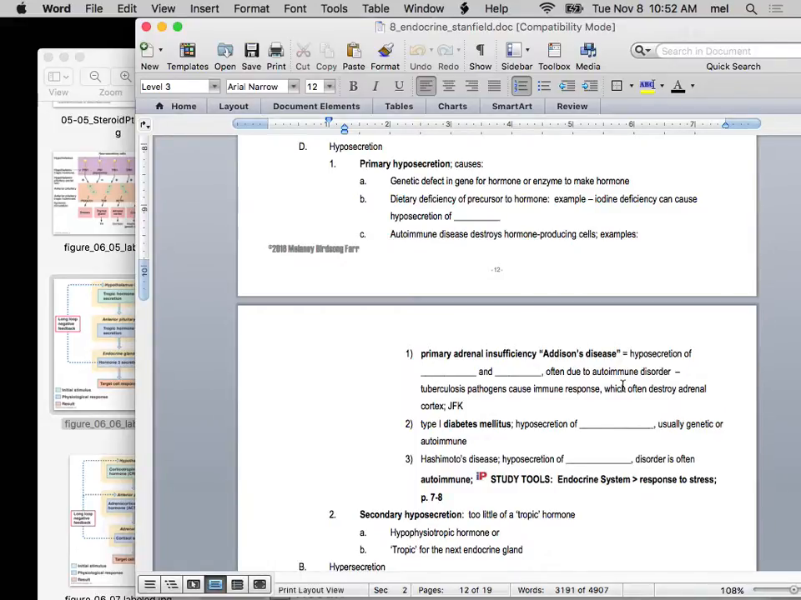Cortisol, all of the glucocorticoids, and aldosterone, right? And remember, it causes hypoglycemia and poor stress tolerance, and JFK had it. Okay, so let's talk about that one. Most of the time when people get it, it's because of the immune system response after TB exposure. This is how they think President Kennedy got it.